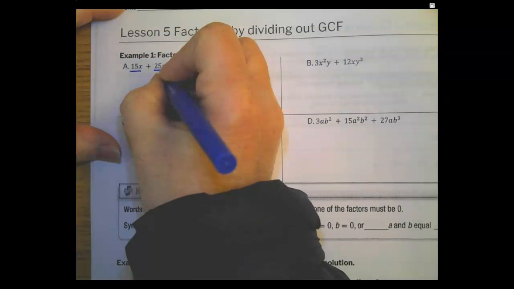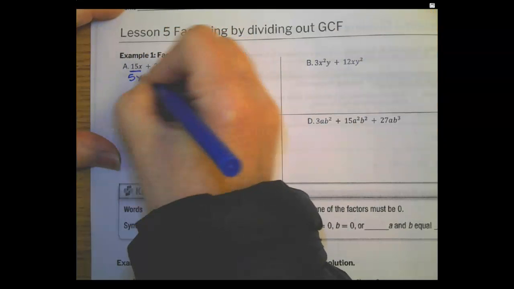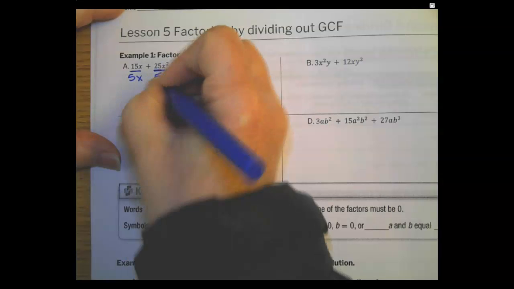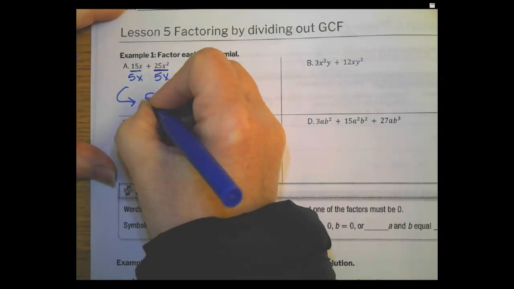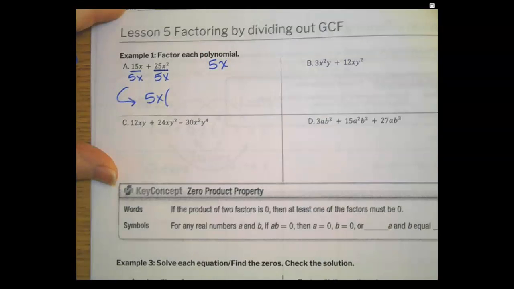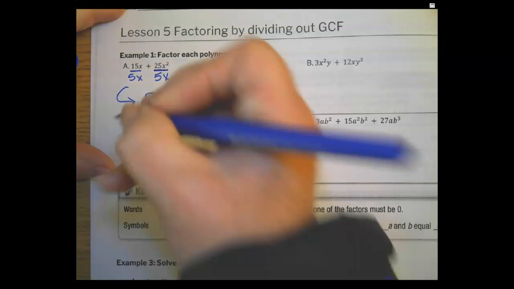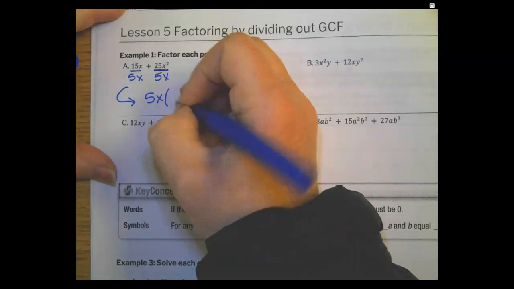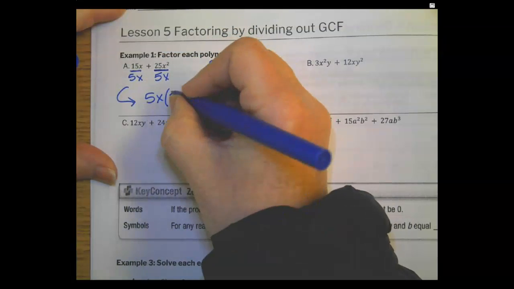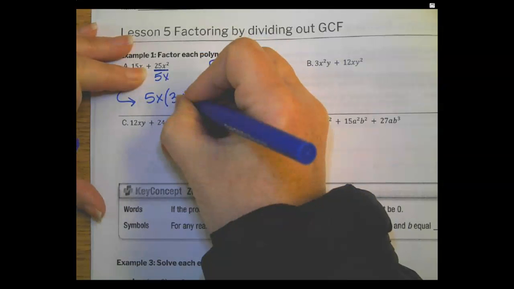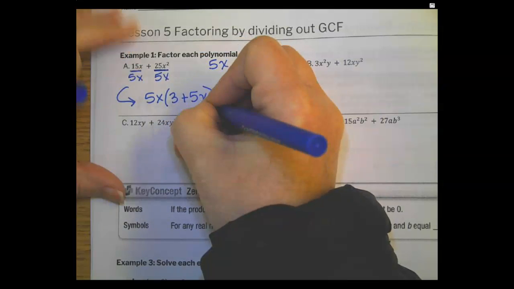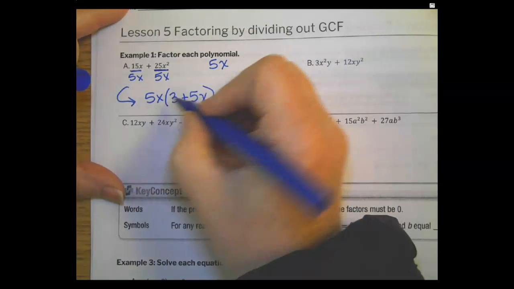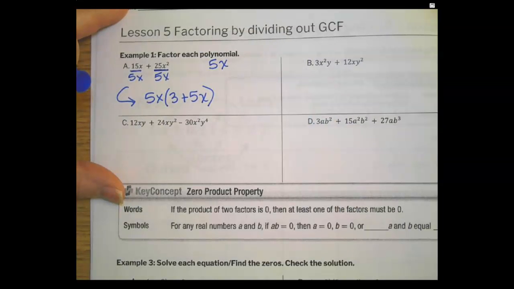So I'm going to divide both of these things by 5x. Divide by 5x. So that 5x goes on the outside. It's like the inverse of the distributive property. And so now when I divide that out, I end up with a 3. And then divide this out, I end up with 5x. And that's my answer. And I could check it by redistributing it to get the correct answer. So I believe that is number 1 and 2. So that's a reminder on how to do that.